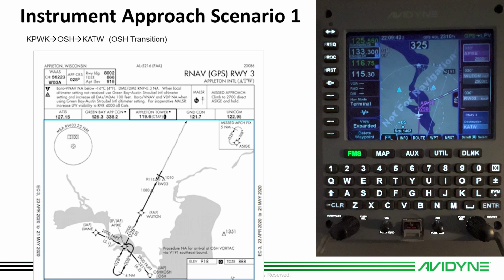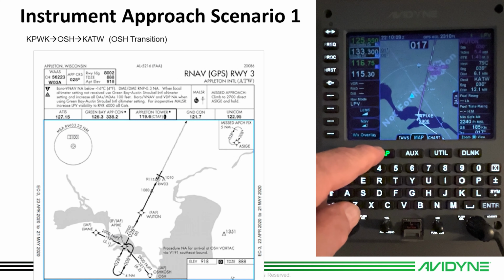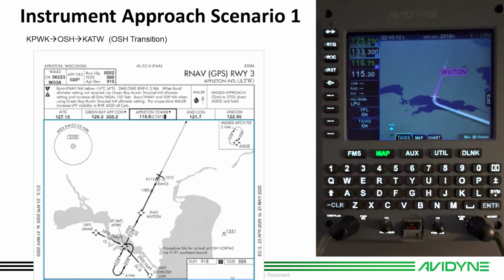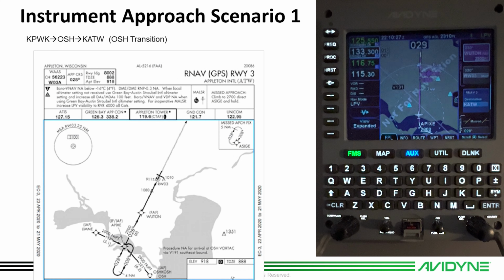Now we are heading toward Apixie, at which point we will turn inbound and our LPV approach will automatically be activated, as shown by the green LPV nav source state in the upper right corner. And our nav mode will switch from terminal to approach, as shown next to LSK4, letting us know that our CDI scaling is switching from 1 nautical mile to 0.3 nautical miles full scale.